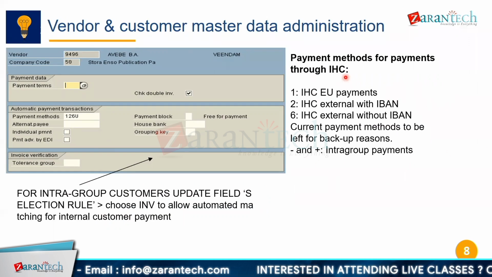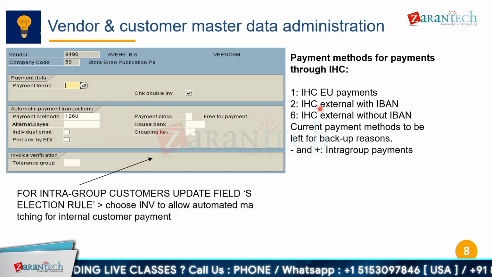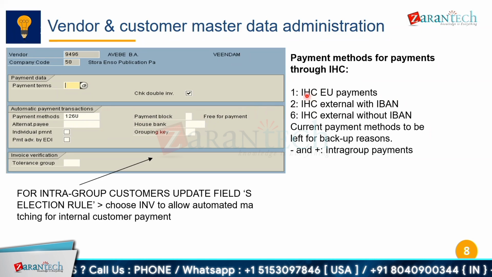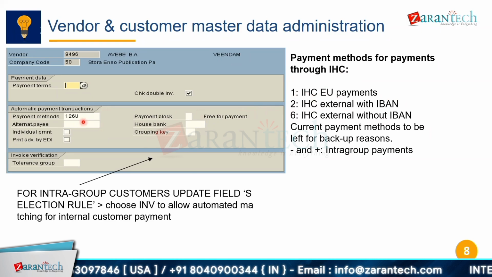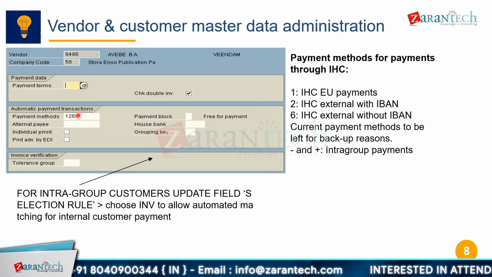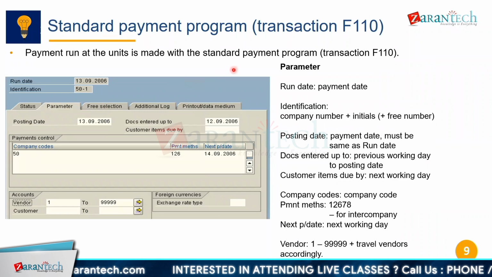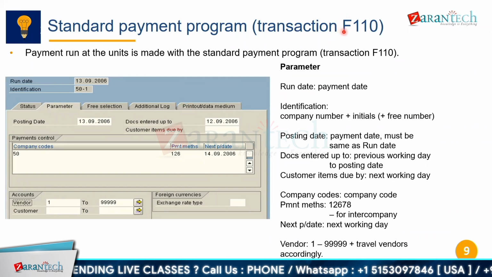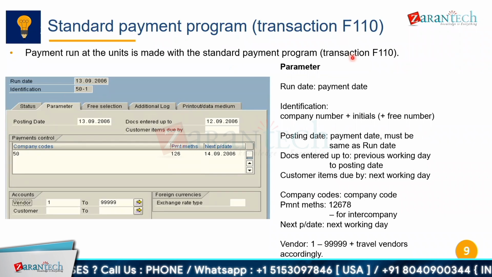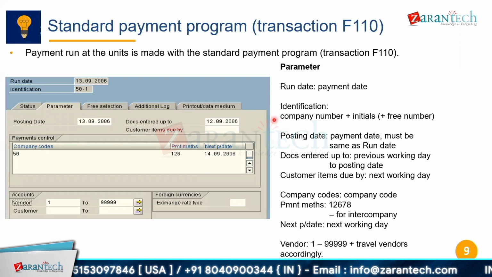Then the payment method, the ISC payment method, all this information has to be there. So you can see different payment methods, standard like ISC, IBAN. All these payment methods we have to maintain here in the vendor master. Then from the user perspective, here we need to run the F110.